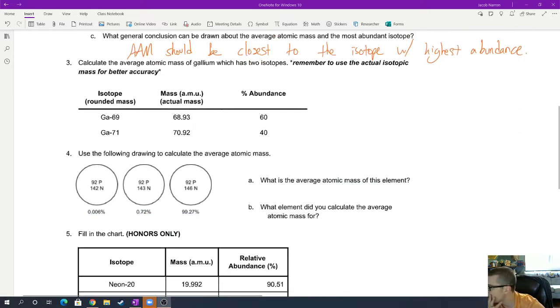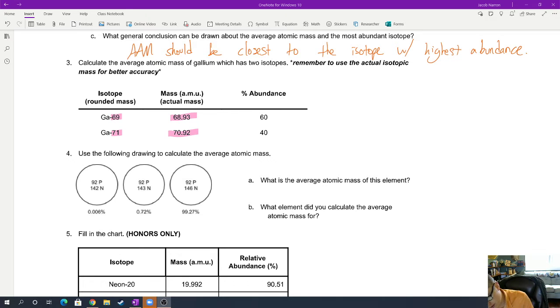All right, next one. Number 3, calculate the average atomic mass of gallium, which has 2 isotopes. Well, that's nice. And it says, remember to use the actual isotopic mass for better accuracy. So in the last 2 problems, we were using the rounded mass. Here, we've got gallium-69 and gallium-71. In the previous problems, we were using that because that's all the information we had. But in this problem, they're actually giving us the specific, actual mass of each of these isotopes. So we definitely need to use that.